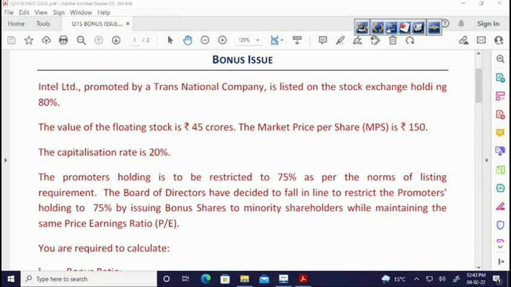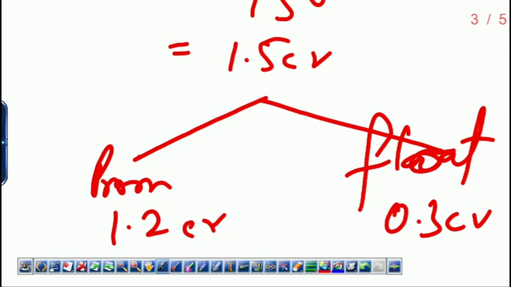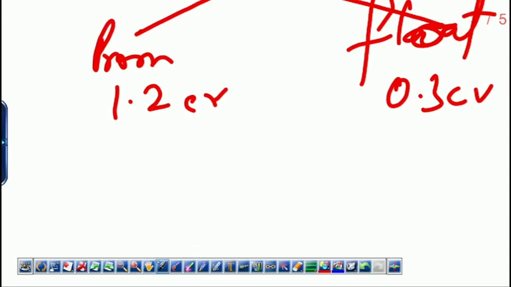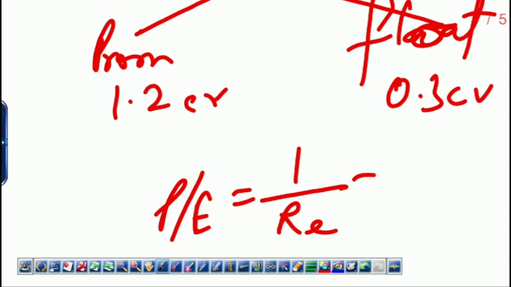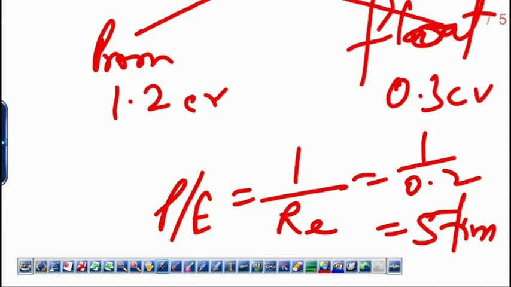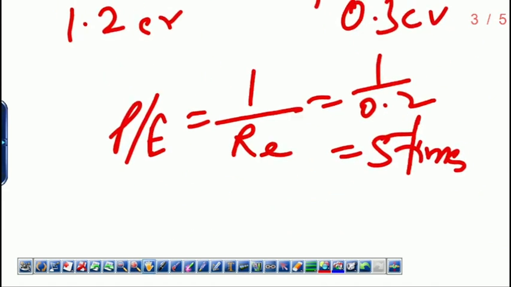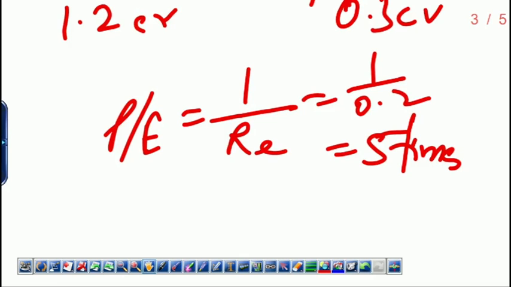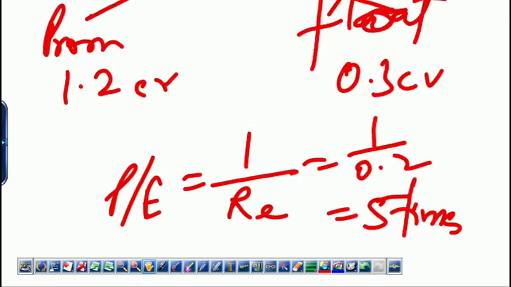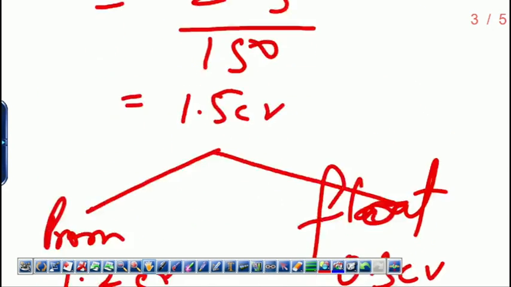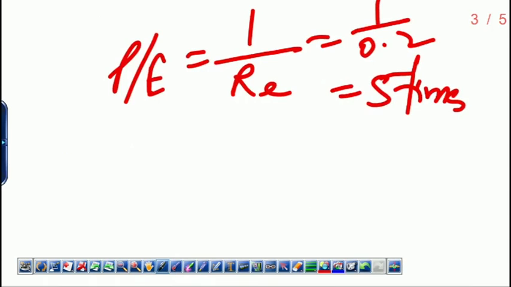Capitalization rate is 20%. So P/E ratio is 1 by Ke, so 1 by 0.2 equal to 5 times. P/E ratio is 5 times. And what's the price? The share price was 150.